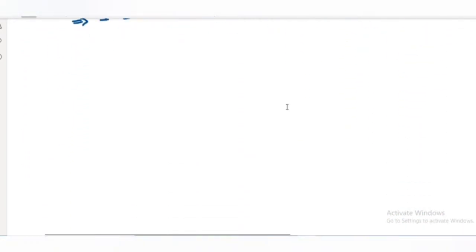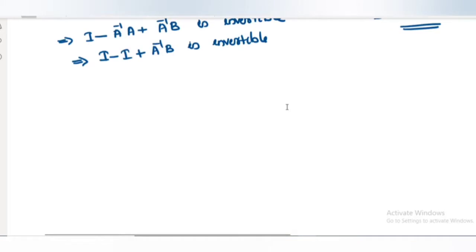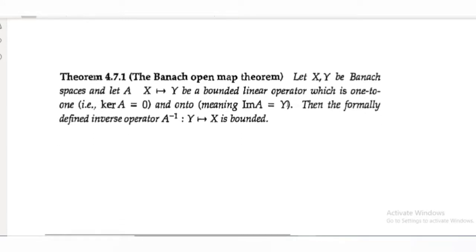Now we are moving to our last section and last theorem, and the statement of the theorem is the Banach open map theorem. Here we only have to complete the statement of the theorem. No need of proof; the proof we will discuss in our next semester. You may ask a question like: state the Banach open map theorem.